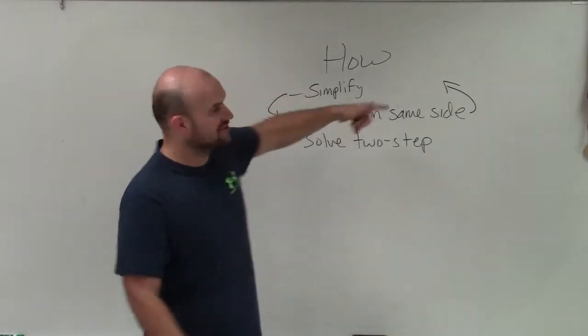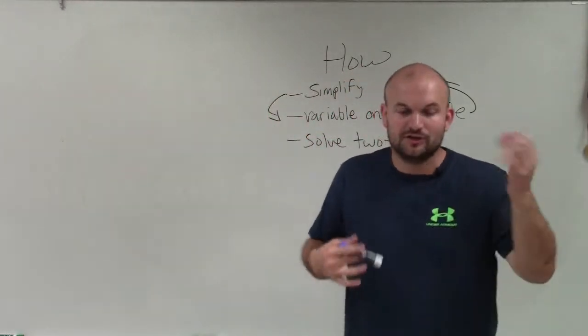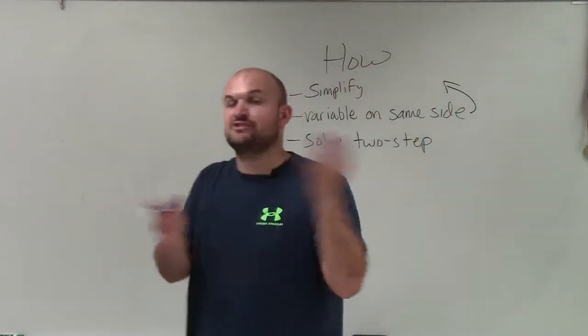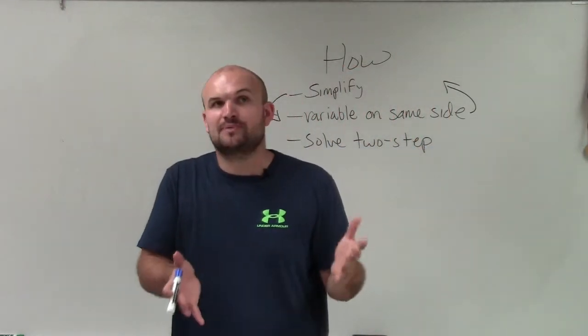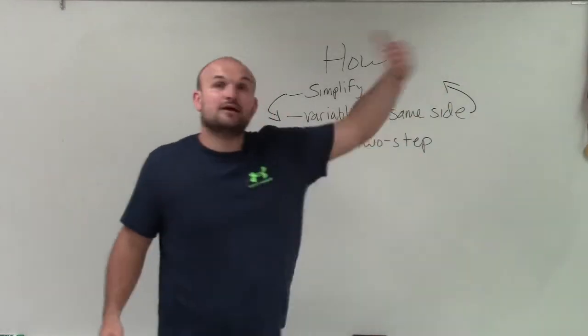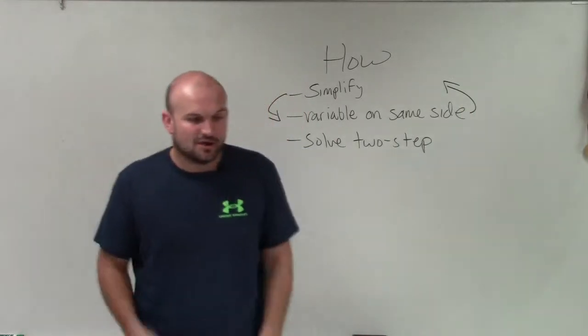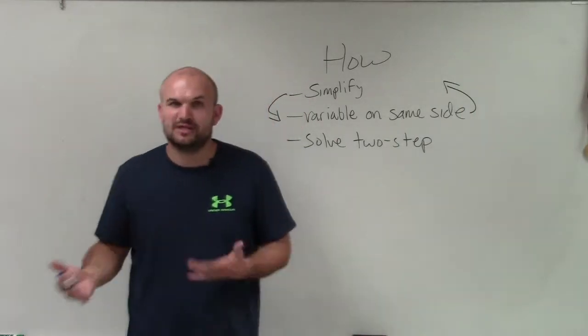And I wrote these arrows because, really depending on the problem, one is going to be in front of the other, right? You're either going to have to simplify and then get your variables to the same side, and then usually simplify again. Or sometimes you have to get your variables on the same side and then simplify and you're good to go, all right? So it all really depends on the complexity of the problem.